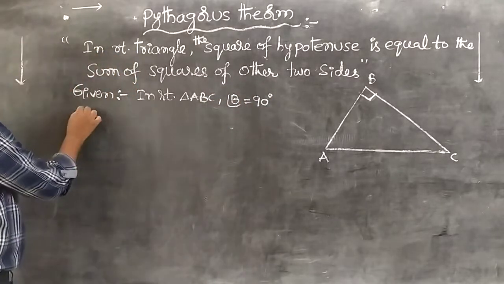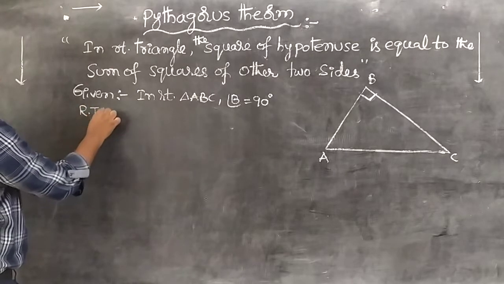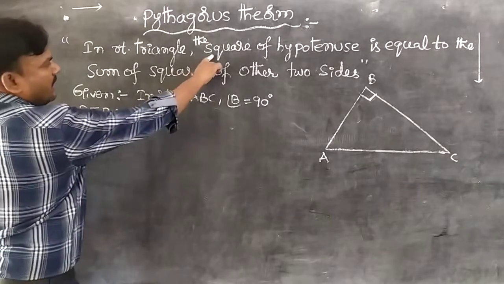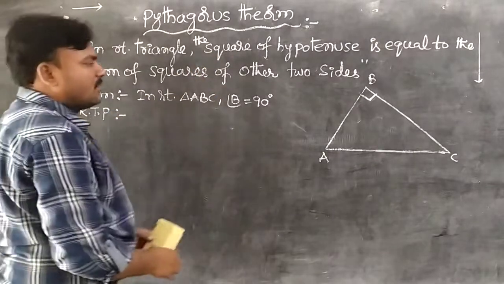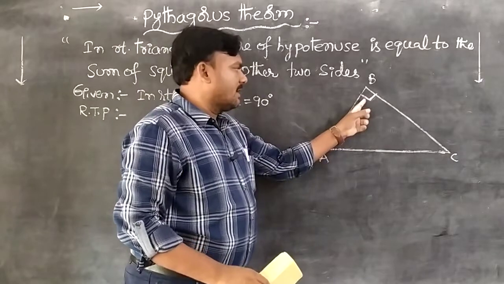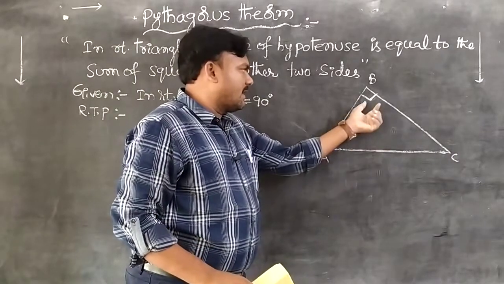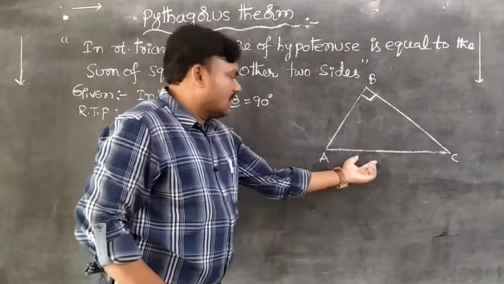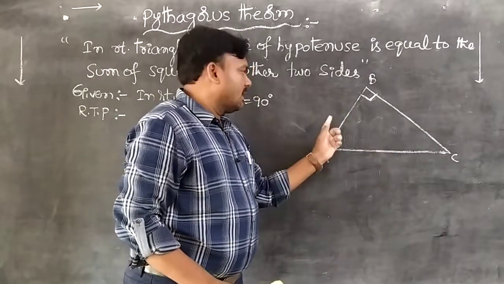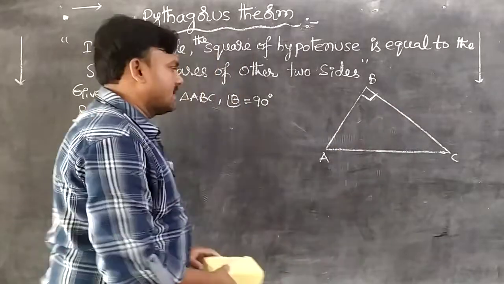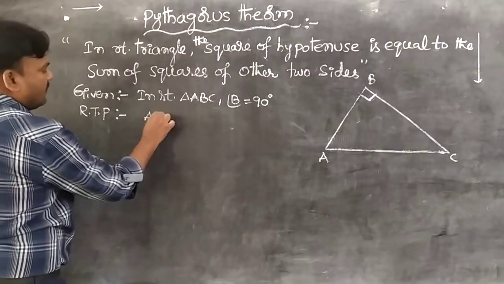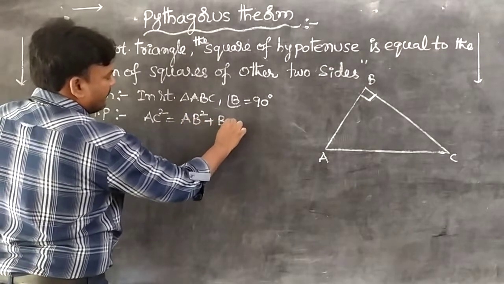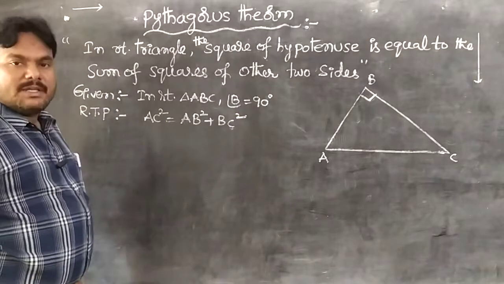Next, what we proved here? Observe RTP. Square of hypotenuse. Which is the hypotenuse here? Here angle B equal to 90 degrees. The opposite side of the right angle is the hypotenuse. We know that. So AC is the hypotenuse, AB and BC are the other two sides. Then AC square equal to AB square plus BC square.